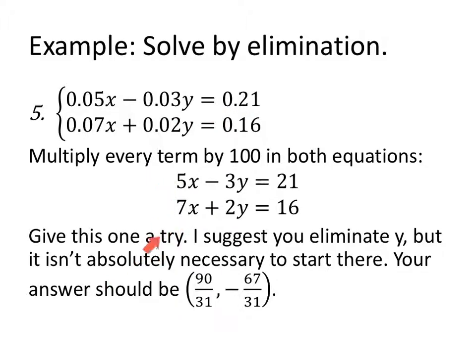I want you to give this one a try. Pause. I suggest you eliminate y, but it's not absolutely necessary to start there. Also keep in mind I could eliminate y, find an answer for x, and then I could come back to the start and I could eliminate x in order to find an answer for y. Negative 67 over 31. Let's make sure that's the right answer. Let me know if I'm right or wrong when you try this problem.